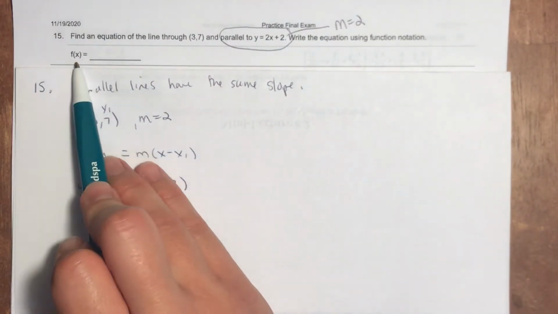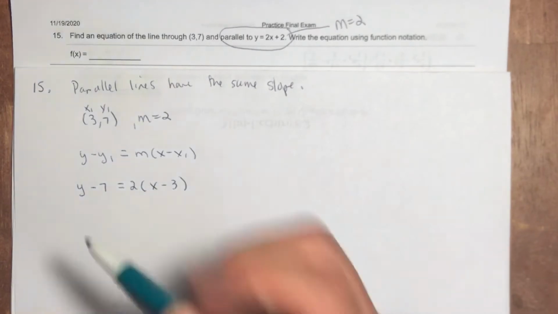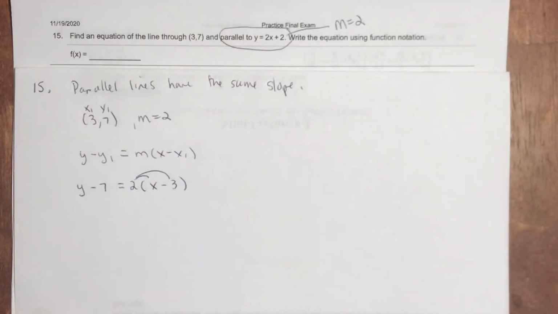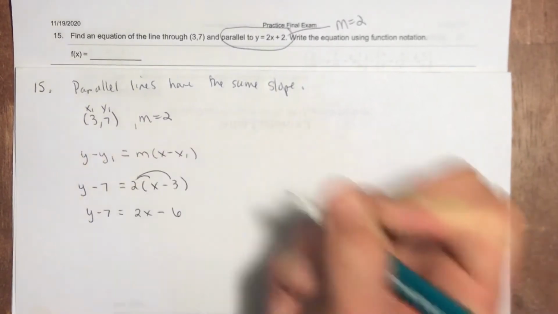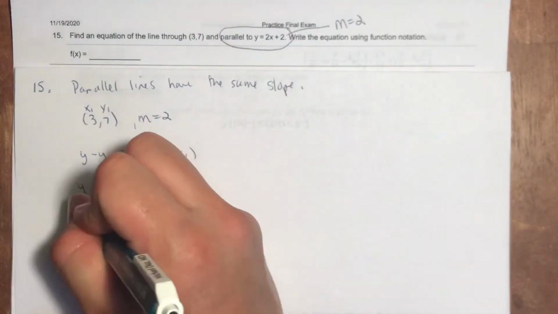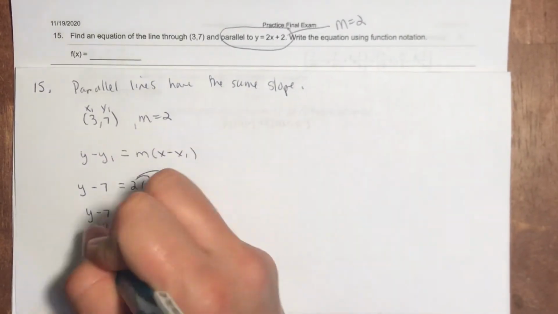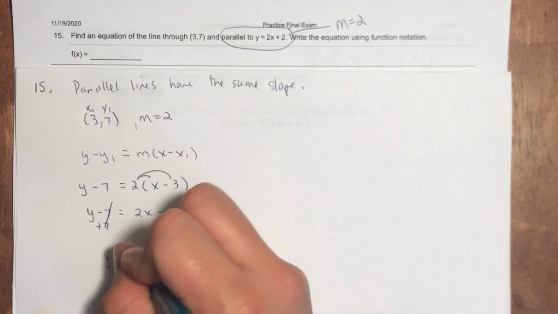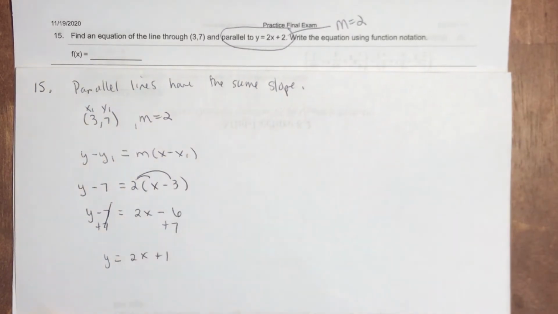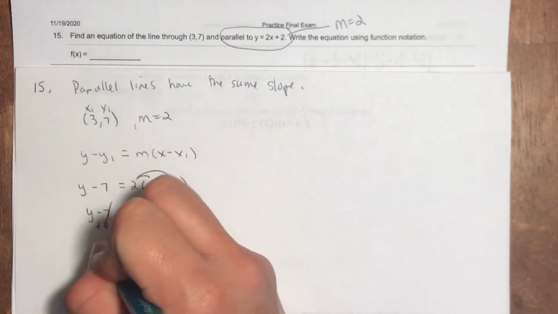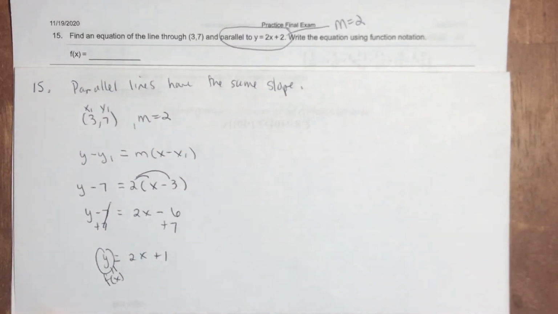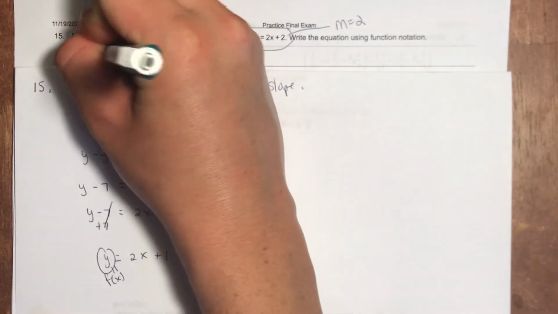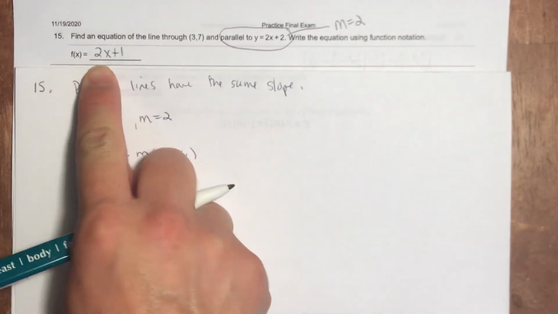And we want this in function notation, so we just have to solve for y. I'll distribute first. y minus 7 is equal to 2x minus 6. And now we'll add 7. y is equal to 2x plus 1. And function notation is just replacing y with f of x. So f of x is equal to 2x plus 1. That's what we'll type in my method.